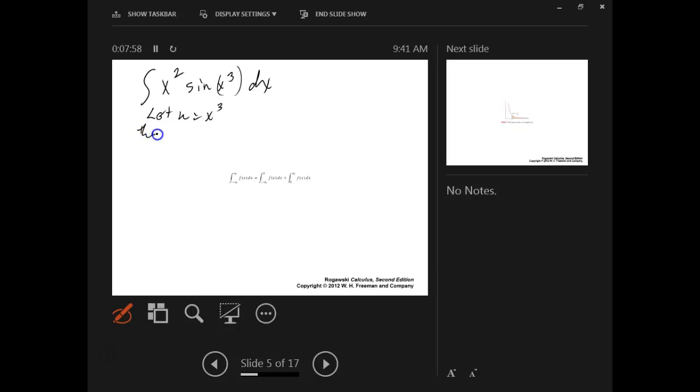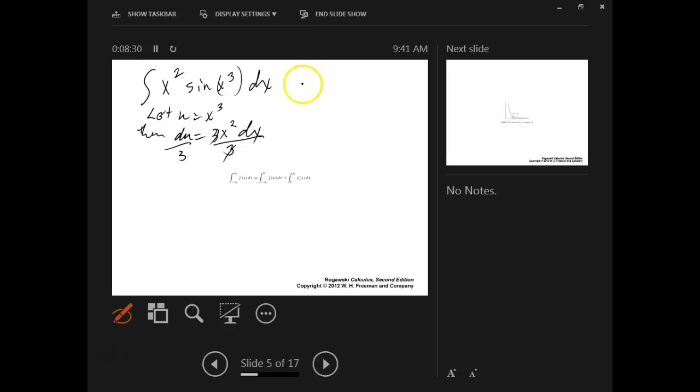Then du is equal to 3x squared dx. Is that what I heard? Okay, I thought I heard that. Now, our original integral doesn't have the 3 in it, so what can we do? Divide it out, but on both sides.